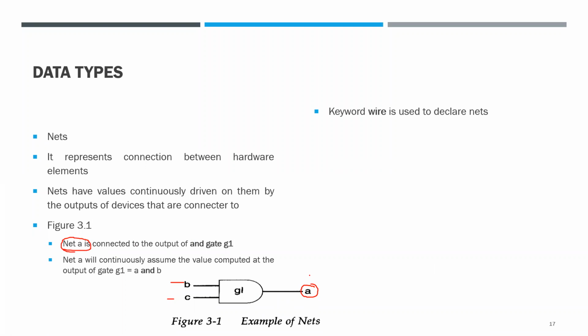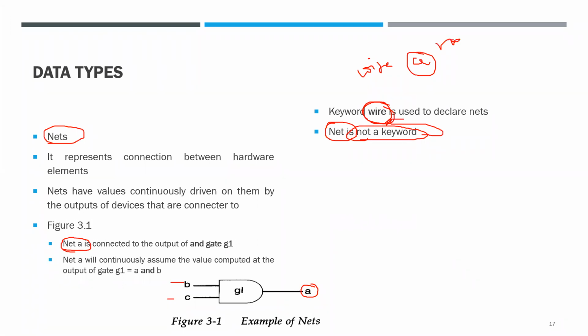So now how do I define this kind of data types? I make use of a keyword which we call wire. Using this keyword, I declare the nets which are present in the digital circuit. One thing to remember is we are specifying this is a net data type, but net is actually not a keyword. If I want to specify a net data type, I have to make use of the keyword wire. So if I write wire A, it tells me that A is of type net.